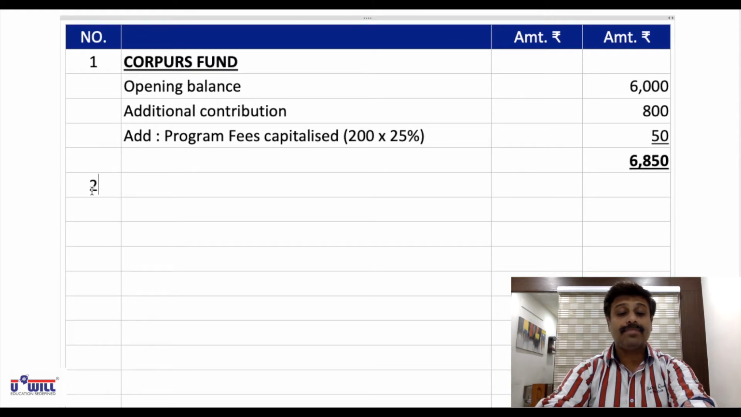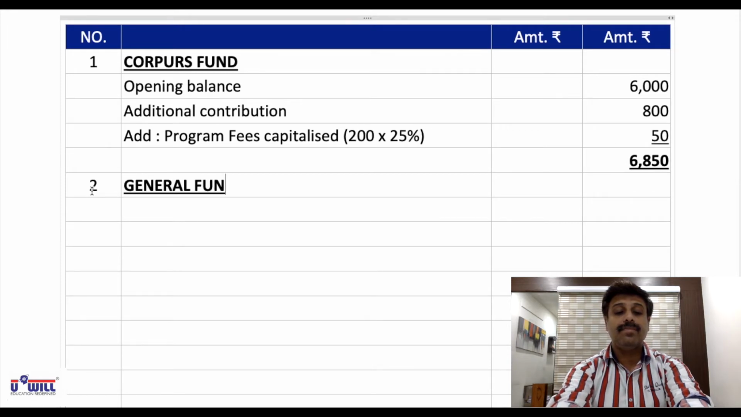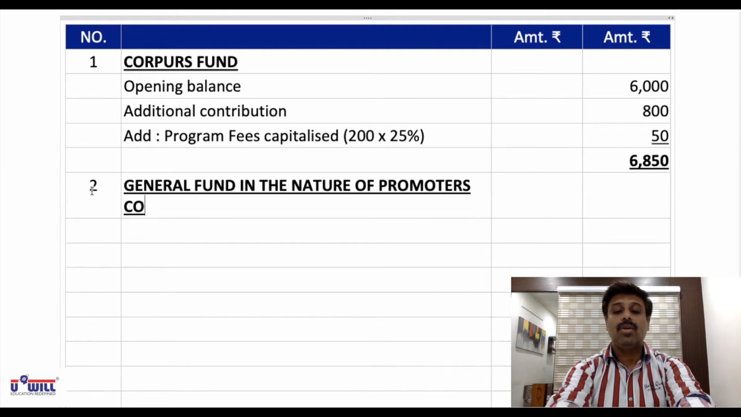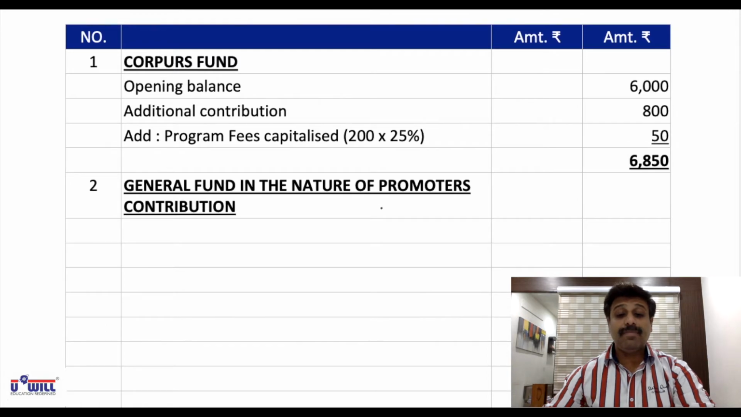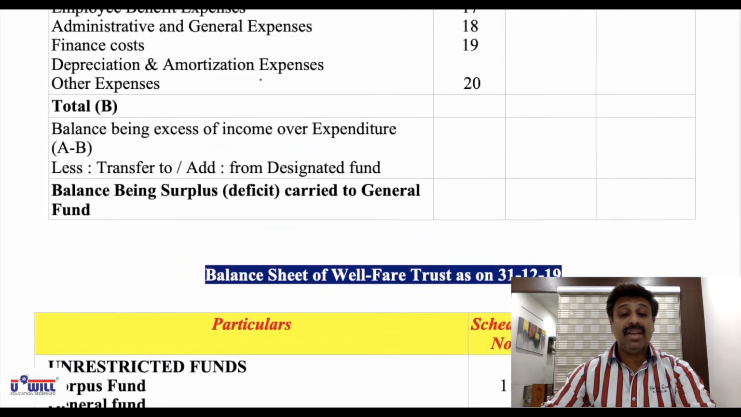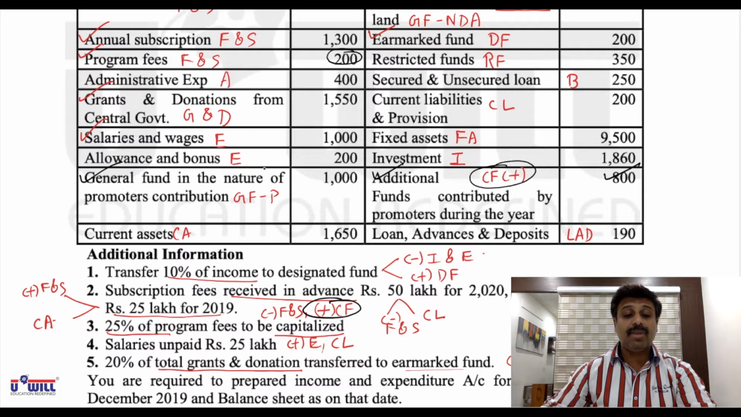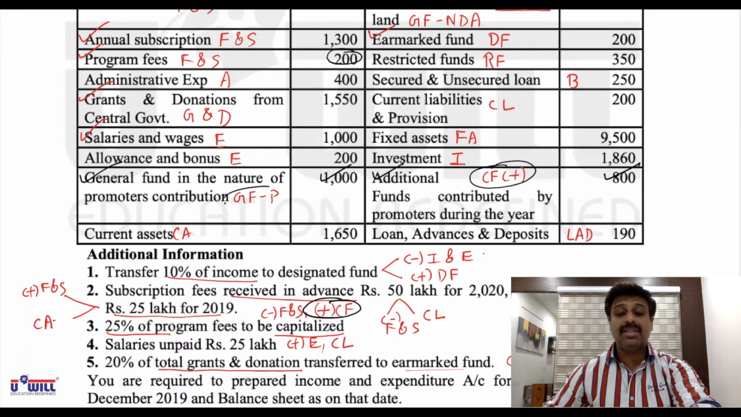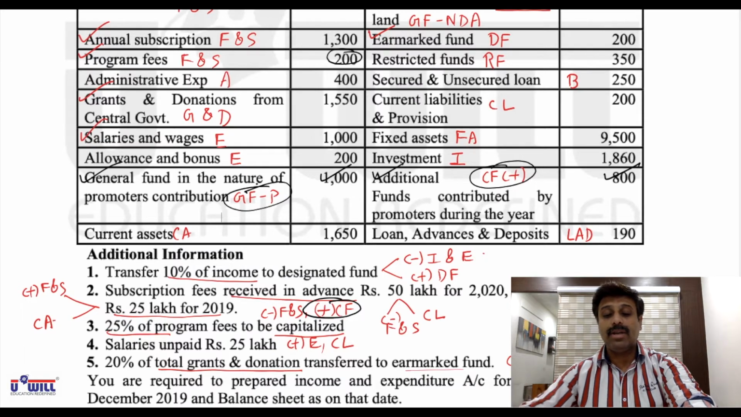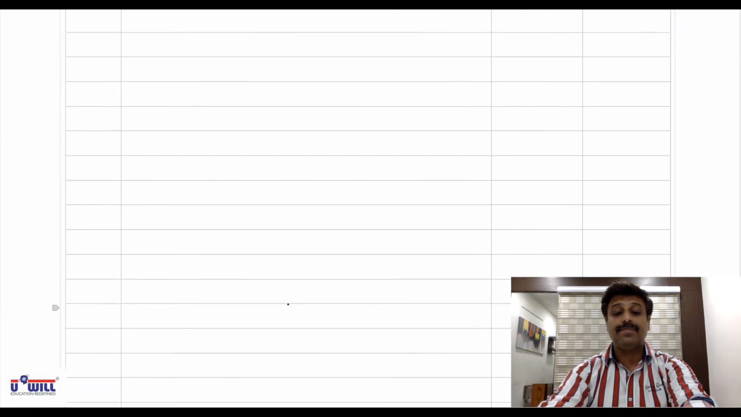Then second, after corpus fund we'll have general fund in the nature of promoters contribution. Okay, GFP. Now what item do we have in GFP? General fund in the nature of promoters contribution, 1,000 rupees, this GFP. So that we record over here. Opening balance 1,000.